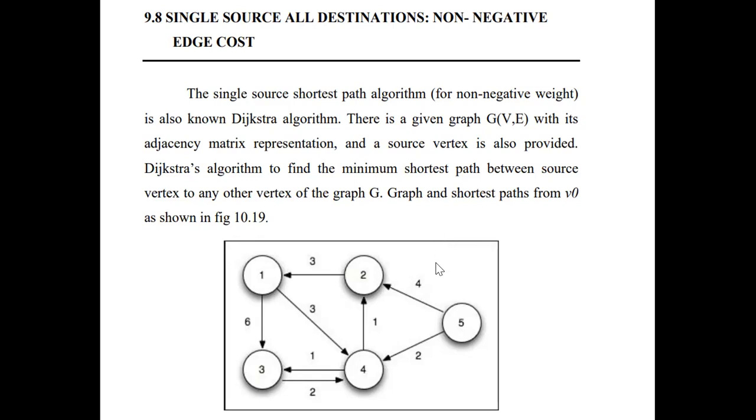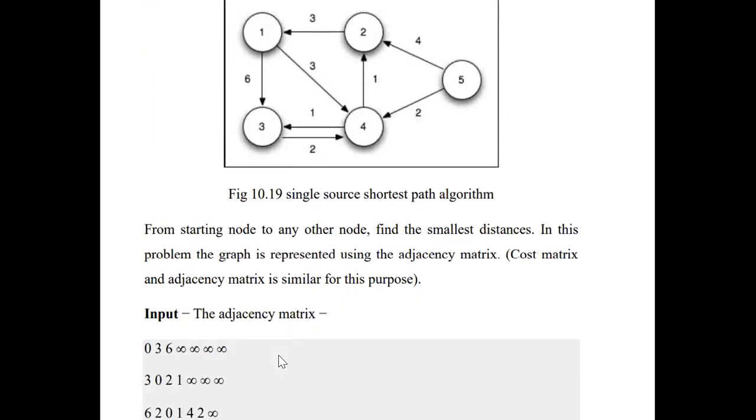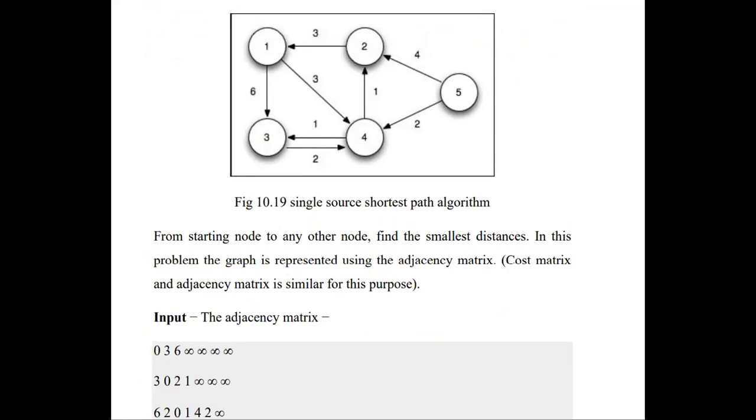by using Dijkstra's algorithm. So this is one of the graphs. It is a directed graph, and each vertex has an edge, and it has a cost of the distance. Based on this cost of the distance, we have to find the minimum shortest path from source to destination. So by using Dijkstra's, we have to find the minimum path. From the starting node, for any other node, find the smallest distance.